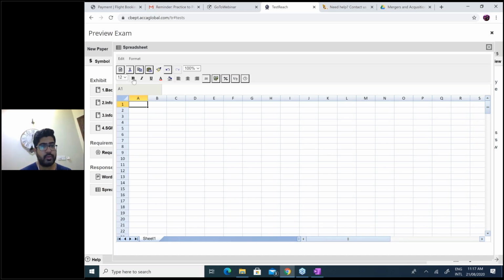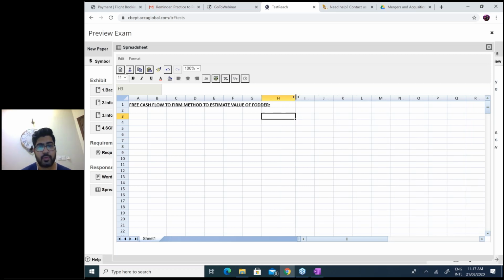Okay, so we need to use free cash flow to firm method to estimate value of fodder and the combined company, but I will firstly do free cash flow to firm method to estimate value of fodder. Now, whether you know anything or not, the first thing I advised all of you is that if the question asks you to use free cash flow to firm method to estimate value of fodder, even if you don't know anything, just make the format.